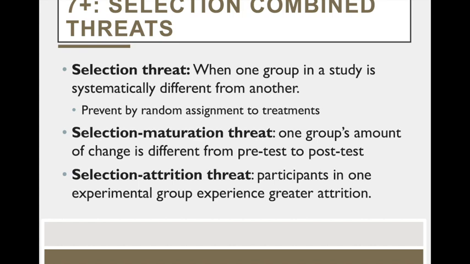Then there's a selection attrition threat. This is where participants in an experimental group experience greater attrition. Antidepressant studies sometimes have a pretty high rate of attrition. As much as 35% of participants drop out because of the side effects. So a selection attrition threat is when participants in one treatment group drop out at a greater rate than the comparison group. This often happens in antidepressant studies where the side effects of the medication cause participants to drop out. So you want to make sure that you're aware of that, and the way you would control for that is by removing those participants' pre and post data, or pre-data, right, before if they've dropped out.